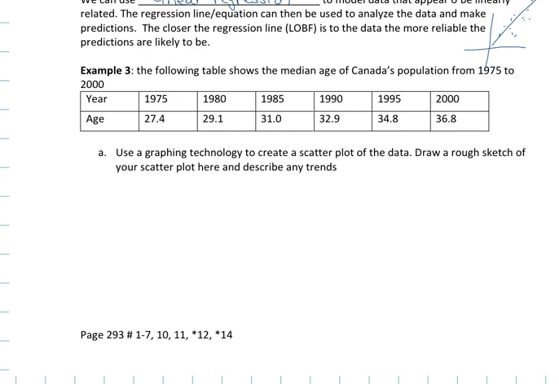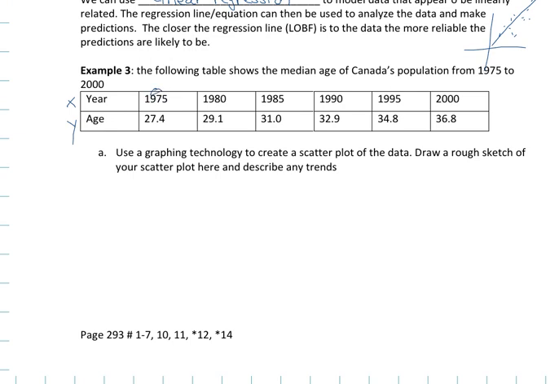Okay, the one at the right? It's the one that's independent, right? So this is going to be on your x-axis, and then the age is going to be on your y-axis. Now, because I have years, 1975, I'm gonna pretend that 1975 is my year 0. So instead of actually plugging in 1975, 1980, 1985, 1990, I'm gonna put 0, 1975.